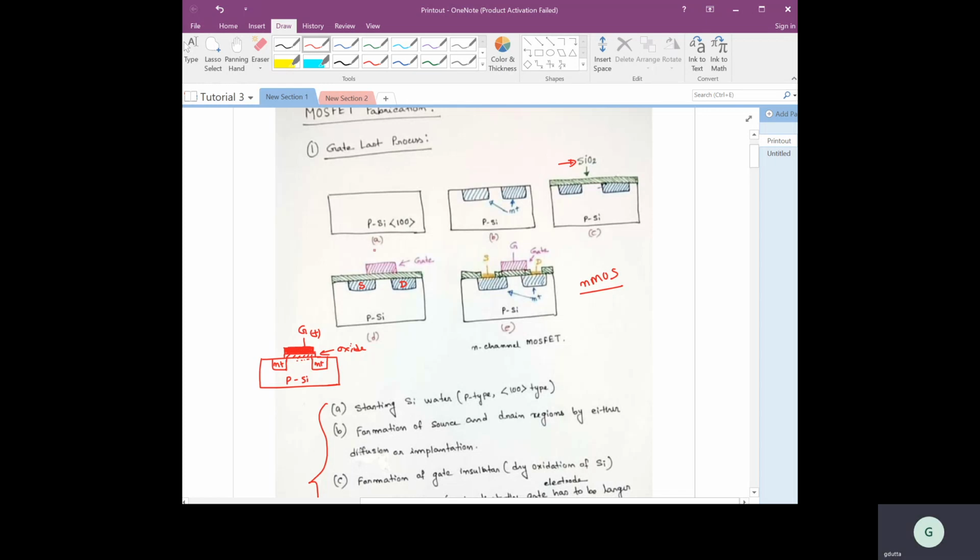But in the gate last process, see what we are doing. We are forming, or patterning, this gate metal after we have formed the N plus source and drain regions, right? And how do we pattern this? We pattern this gate metal by using lithography.